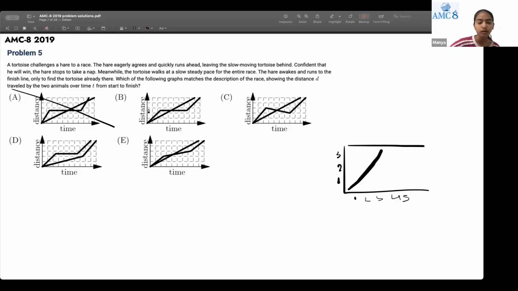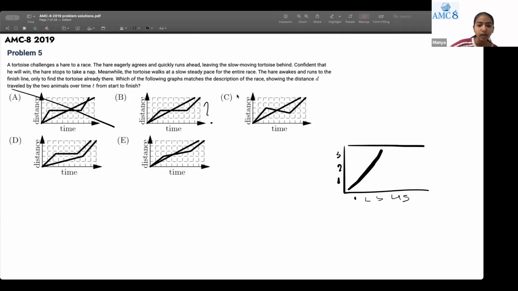So when the hare takes a break, the hare cannot go backward because when you take a break, you just stop. You cannot go forward, neither can you go backward. So when the hare takes a break, it must be a straight line. And so B can be the answer. So I'm gonna put a question mark here. C cannot be answered because the hare is going downward, which means that it is going backward.